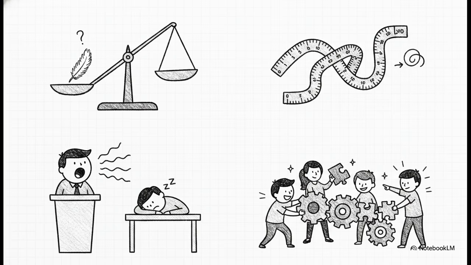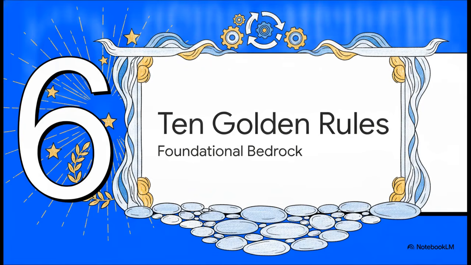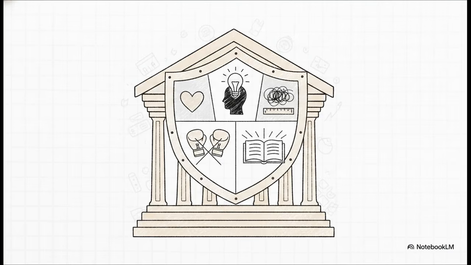We have to foster active, student-centered learning where they are deeply involved, heavily minimizing the idle time where discipline problems inevitably breed. Let us move to our final section. Section 6, 10 Rules to Remember. We're going to look at the foundational bedrock upon which every successful, compassionate, and highly ordered classroom is built. These are your core tenets.